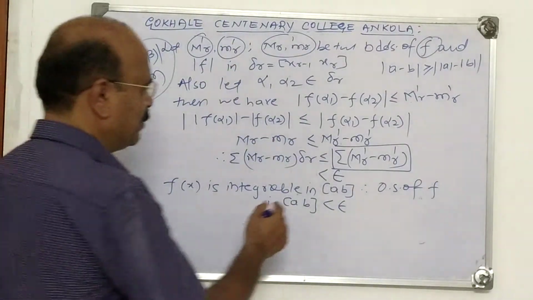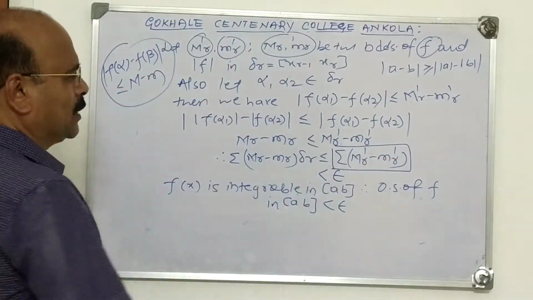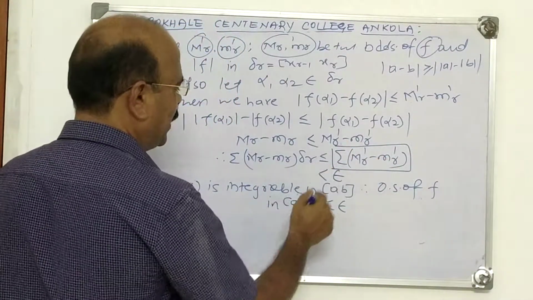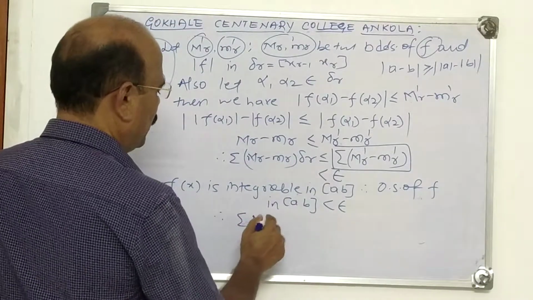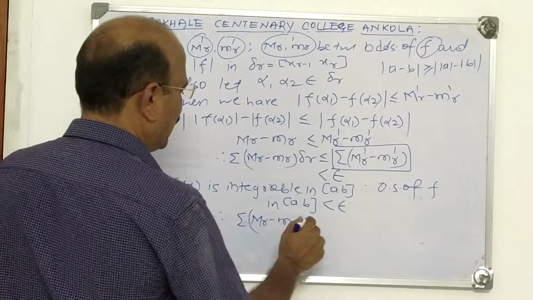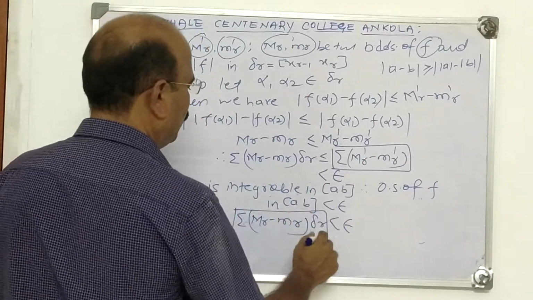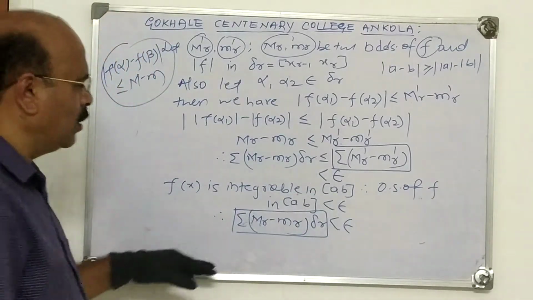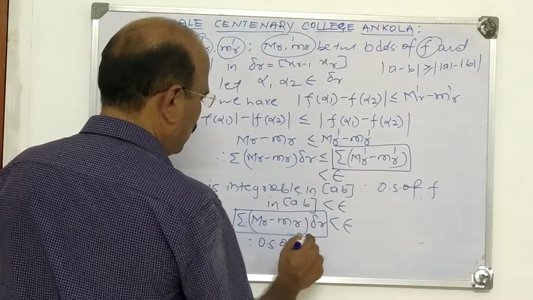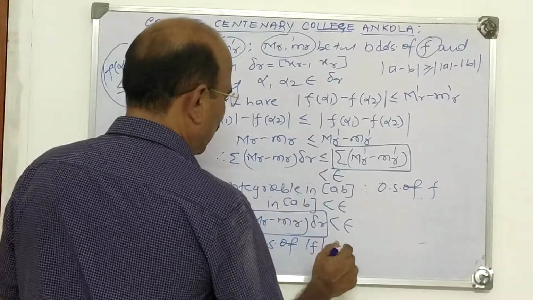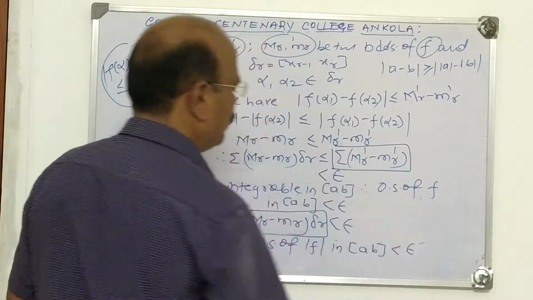I think I have taken the same thing here. Mr dash minus mr dash is the oscillatory sum of f in AB. It is less than epsilon. Therefore, sigma mr minus mr delta is less than epsilon. Now, what is this? It is the oscillatory sum of mod f. Therefore, the oscillatory sum of mod f in AB is less than epsilon.